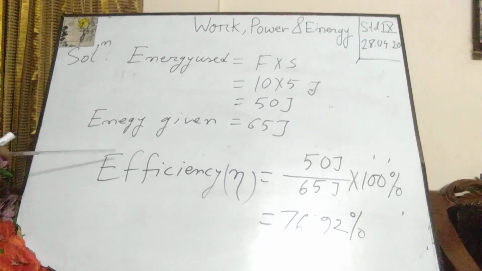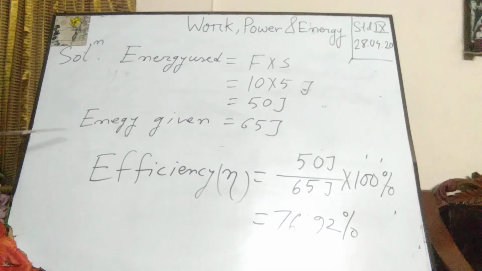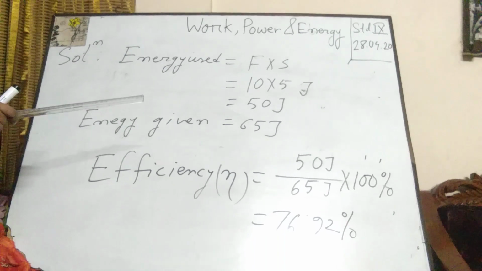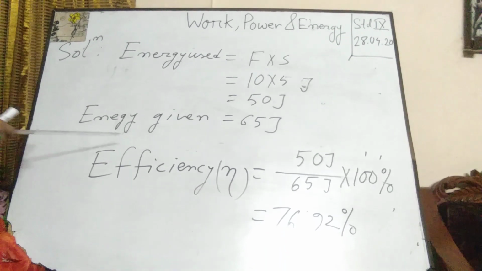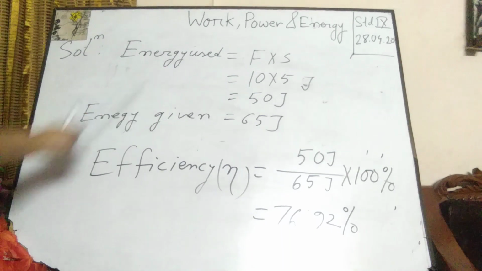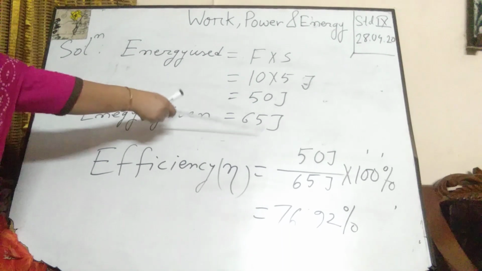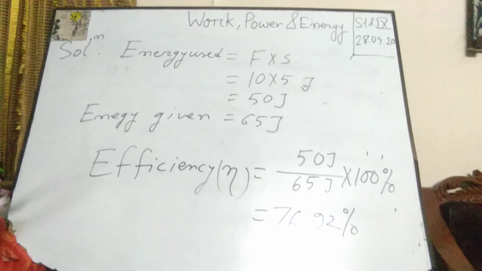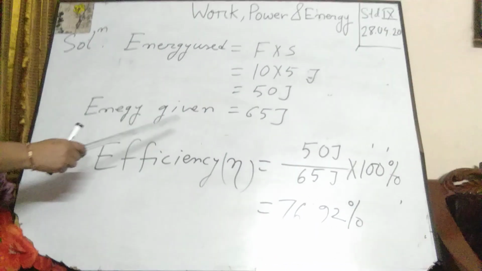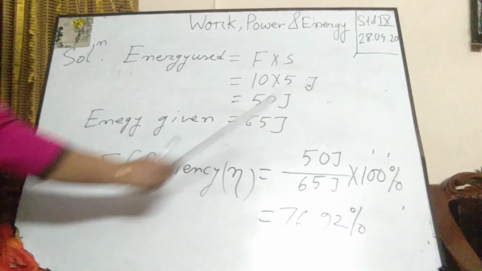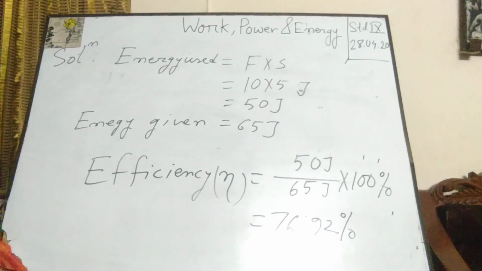So efficiency equals what? You know, efficiency equals effective energy divided by input energy into 100%. Here the effective energy is 50 joule, the energy used, and the input energy is 65 joule, into 100%. So by calculating this, I got the efficiency of that engine is 76.92%. Do you understand, everyone?